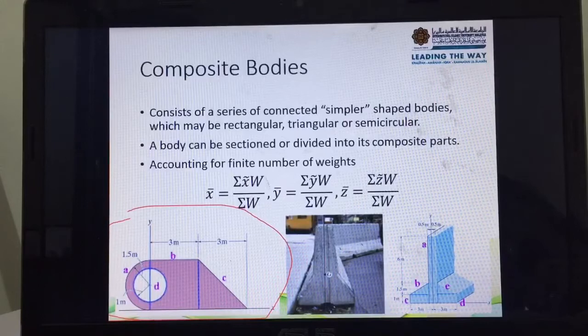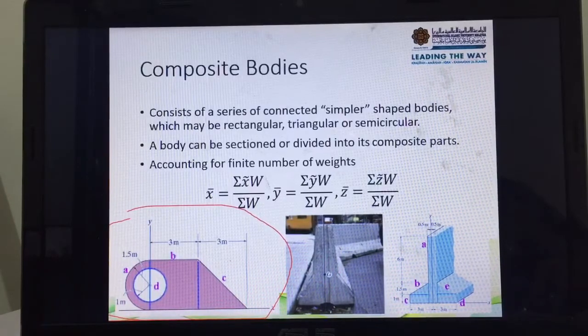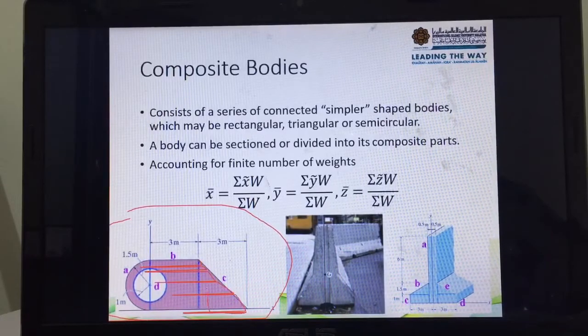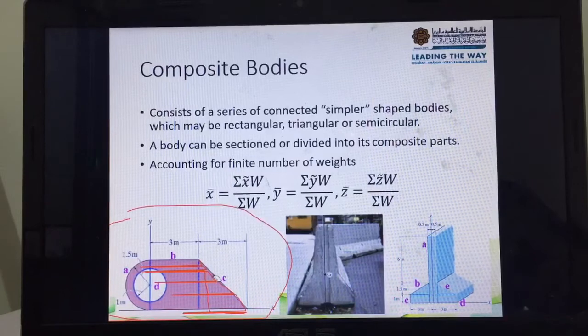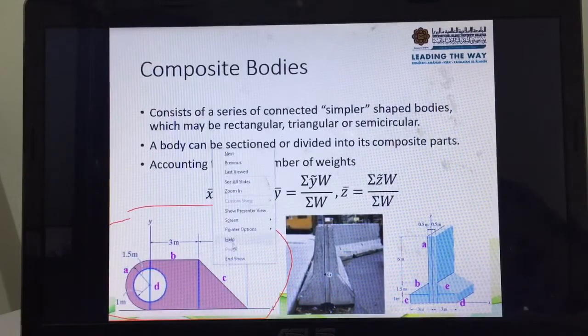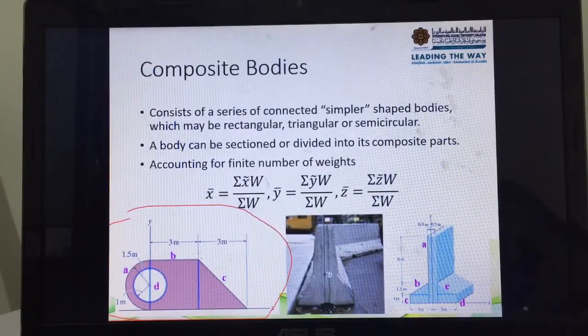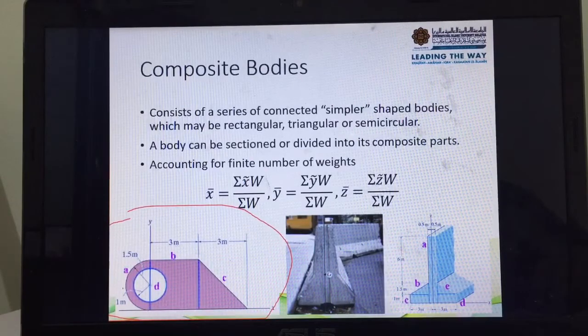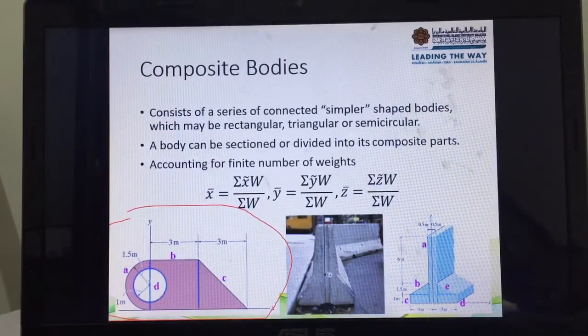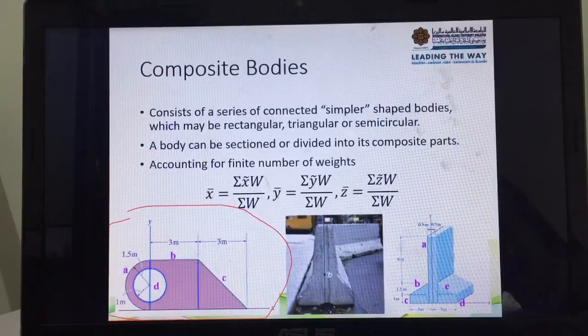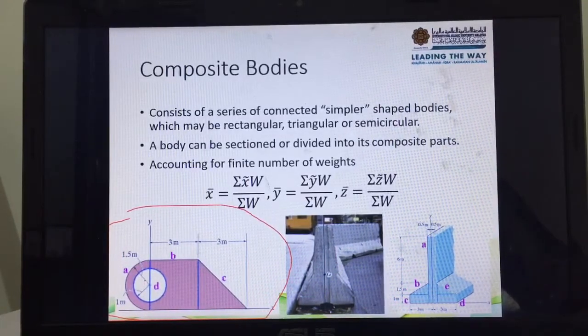Can you see that actually this composite part, if you break it into smaller or simpler shapes, it will be this triangle, this triangle C, and this rectangle B, right? And then on the left side you have the semicircle A, like that, with the radius A, right? And then there's a hole of radius D. Can you see that? So this is a composite part.